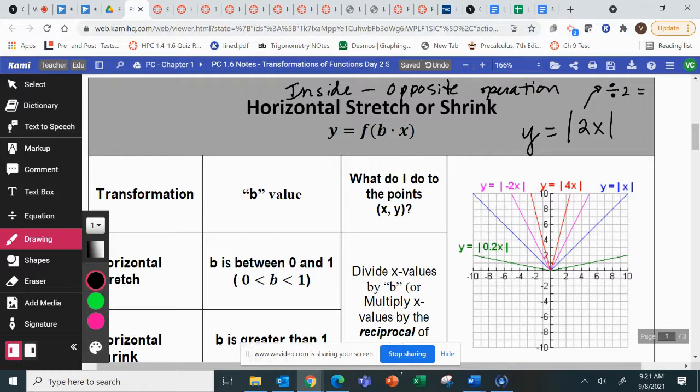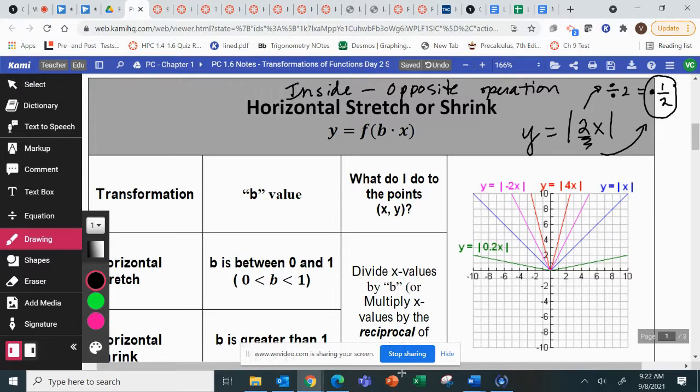Multiply by its reciprocal. So that's really what we're going to do when we have a horizontal stretch or shrink. When we have a number multiplied on the inside, technically we're dividing by that number, but really we are just multiplying by its reciprocal because it's easier to multiply than it is to divide, especially when we have fractions. So if I multiply anything by a half, that's going to make it smaller. So there's a 2 sitting in there, but that's a horizontal shrink.